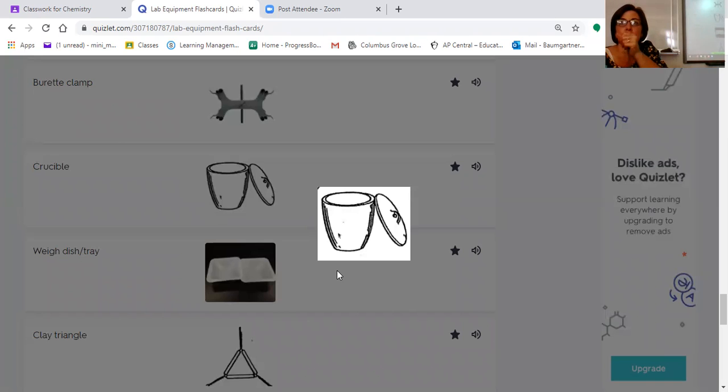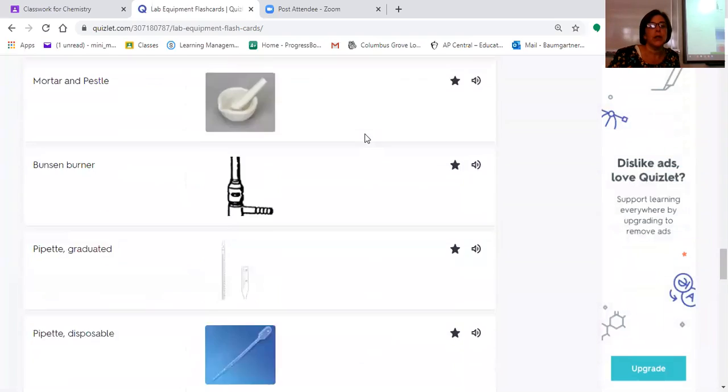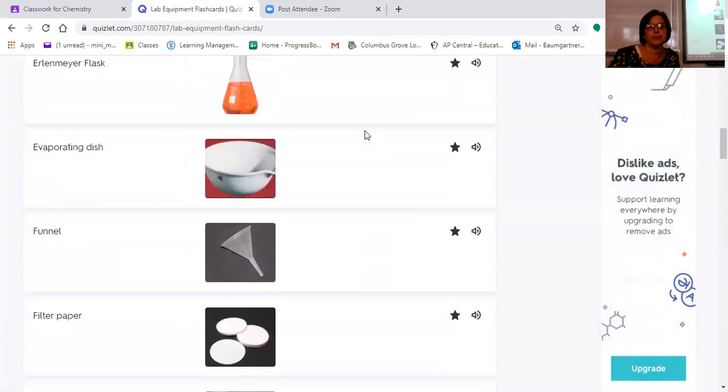All right, let me pause. Are there questions so far? Everything makes sense? Even though I'm not holding up, I usually hold up the equipment. I thought this will be easier because I can record it and the group can watch it.